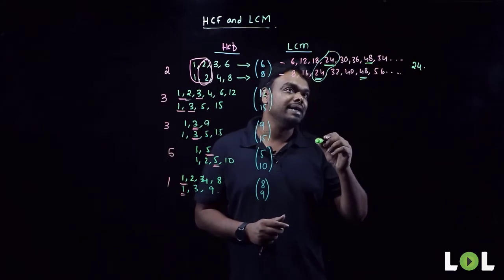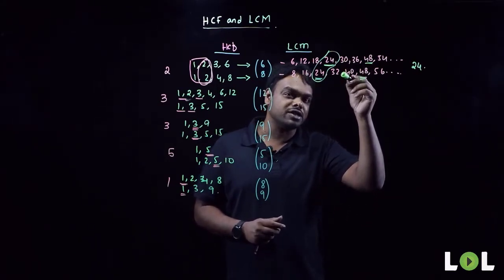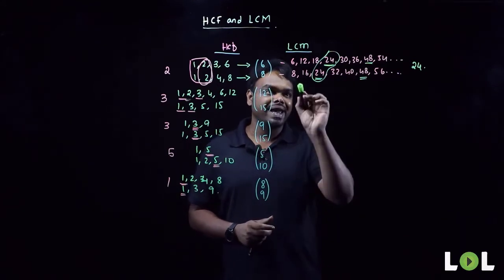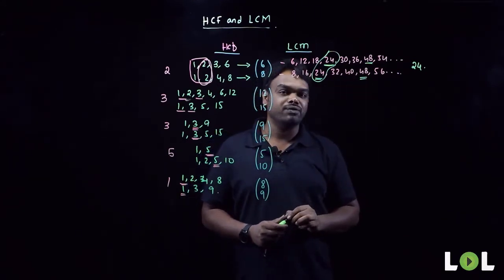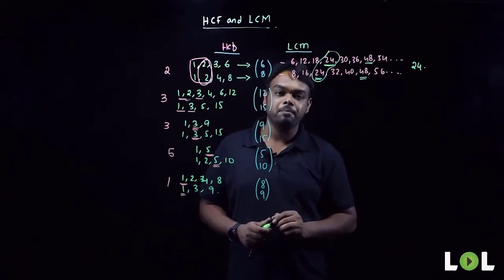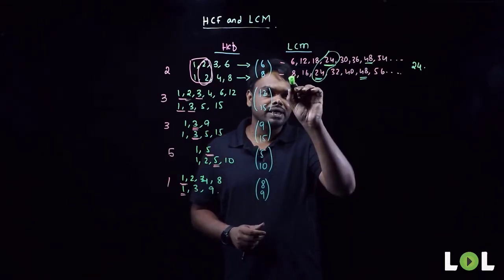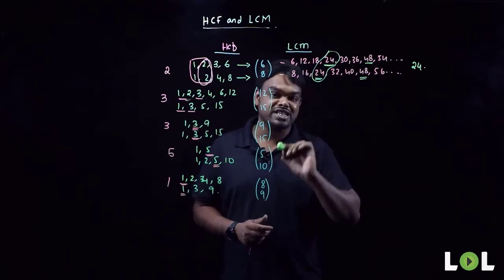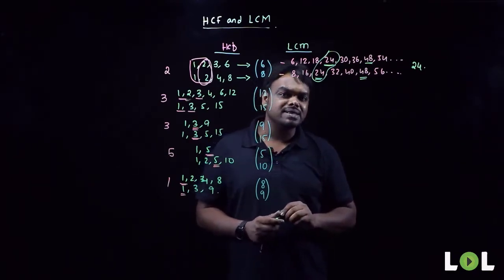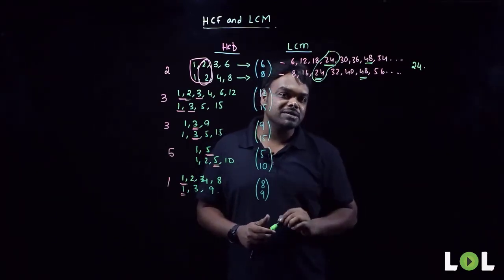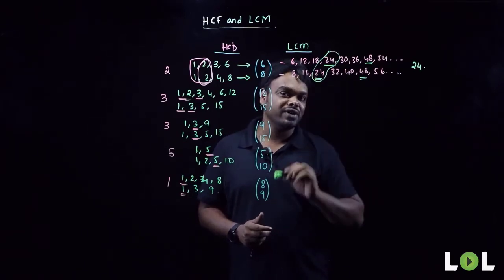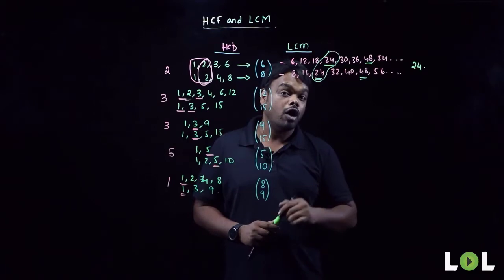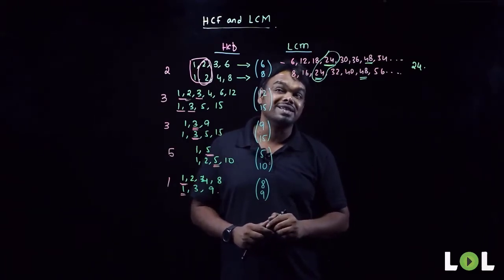Now should we really write all these things? No, we can actually directly calculate. Start from the bigger number. 8, 16, 24, 32, 40, 48, 56. These are the multiples, right? Now check out. These numbers are divisible by 8. But we want a number which should be divisible by 6 as well. Is 8 divisible by 6? No. 16 divisible by 6? No. 24 divisible by 6? Yes. So 24 itself is the common multiple or least common multiple for both 6 and 8.